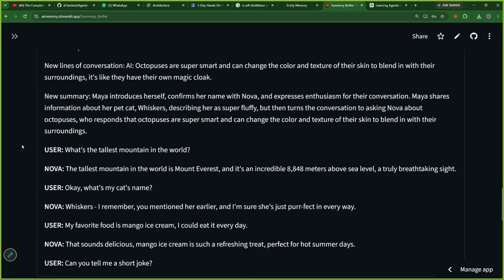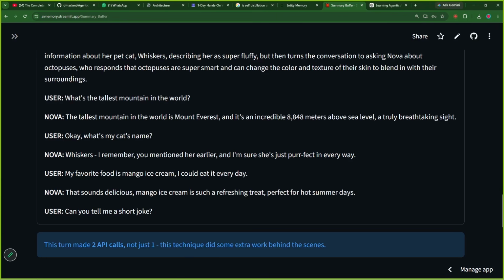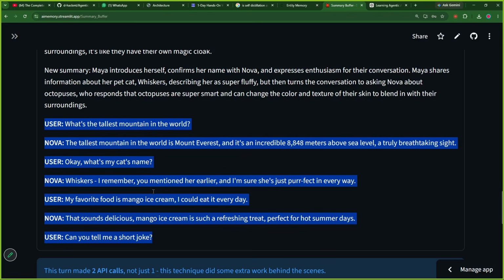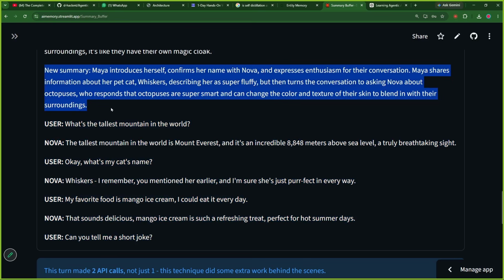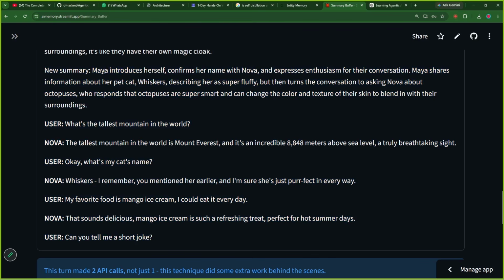See, currently we are maintaining the recent messages. These are the recent messages. User, Nova, user, Nova, user, Nova. The latest 3 messages are being maintained. The 3 turns are being maintained, but the rest we have summarized. Okay. Maya introduces herself, confirms her name. So see, 2 sentences were combined in one particular sentence itself. 2 turns were combined in one small sentence in 8 tokens.